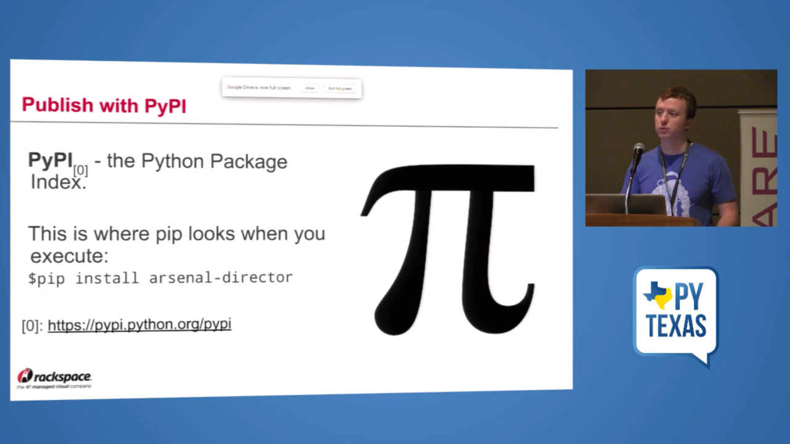And you also want to get your project out there, available to other people. So you should publish your project at the Python Package Index. It's pretty easy. You just have to create an account on PyPI, and then you can upload your project. After you've uploaded your project, people can just install it easily from the command line and use it. In this case, pip install arsenal-director will install Arsenal on any Python-enabled machine, which is pretty neat.